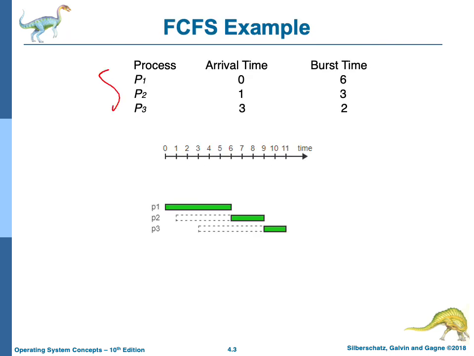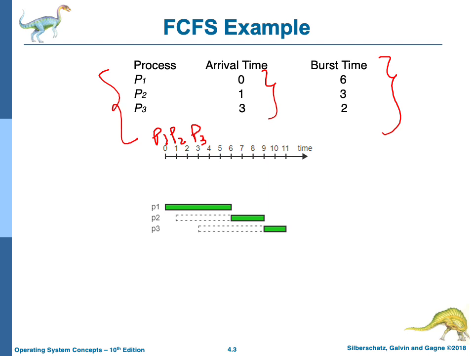Here we have three processes, and these are their corresponding arrival times. P1 arrived at time 0, right? And then P2 arrived at time 1. And then finally P3 arrived at time 3, right? And this is their corresponding burst time. Remember we discussed burst time. It's mainly the CPU processing time that each one of these processes is requesting, right?